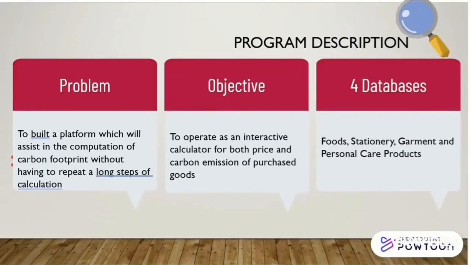Program description. The problem of the current case study is to build a platform which will assist the consumer in the computation of carbon footprints easily, without having to repeat a long step of calculation. Thus, to solve this problem, a MATLAB program has to be developed with the objective to operate as an interactive calculator for both price and carbon footprint computation of purchased goods by the user. The four databases used in the program are foods, stationery, garments, and personal care products.